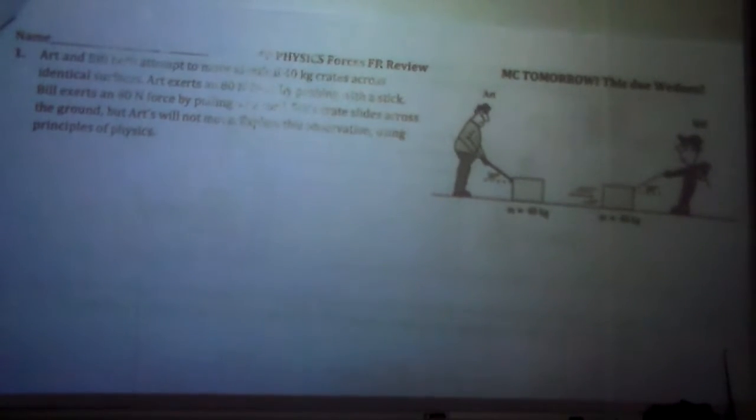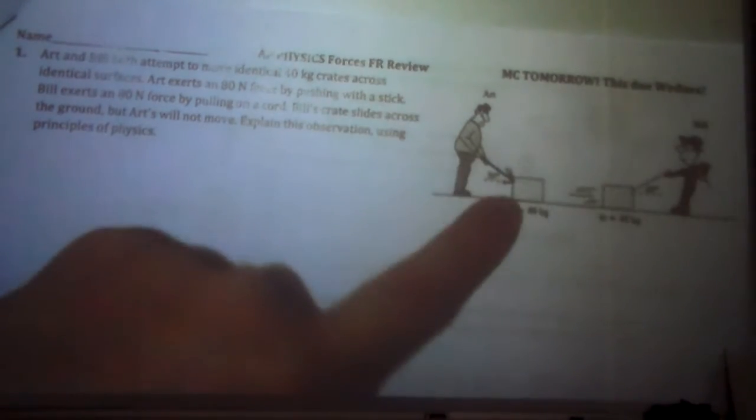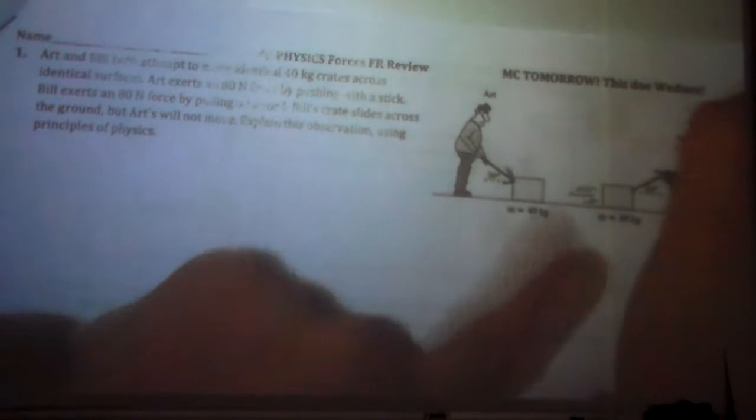Alright, so we've got two guys. They have identical boxes on identical surfaces. The only difference with each scenario is that Art is pushing his box like this, and Bill is pulling, not pushing, his box. So I'm going to draw my free body diagram right here.